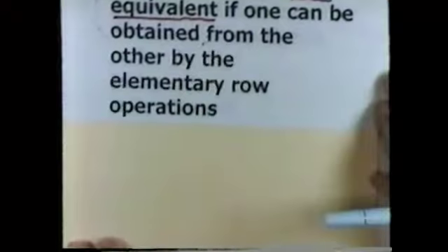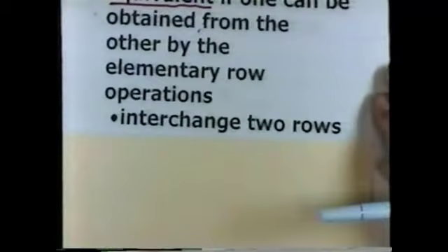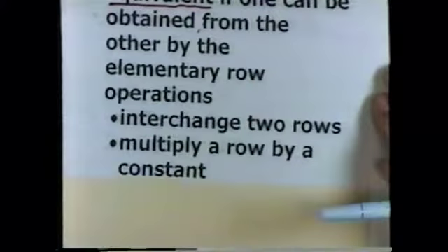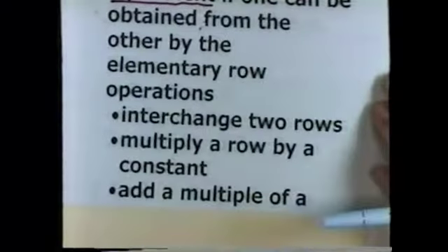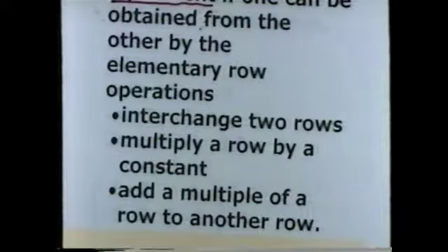We have three elementary row operations. First, you can interchange two rows. You can multiply a row by a non-zero constant. You can add a multiple of a row to another row. So those are your row operations.